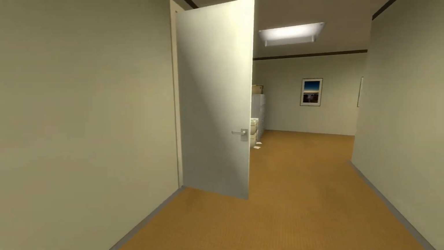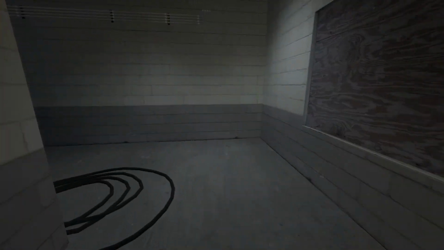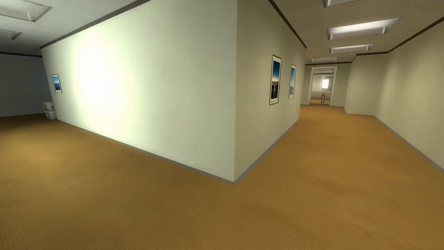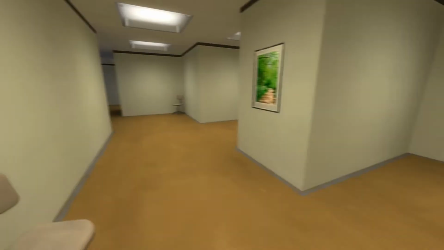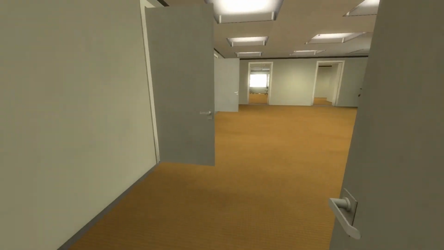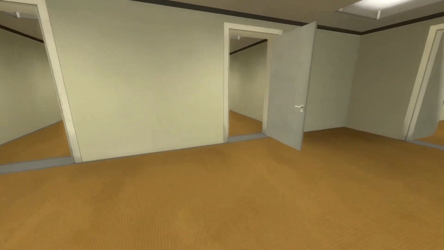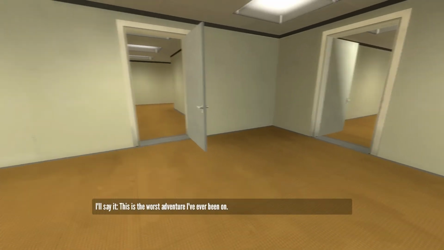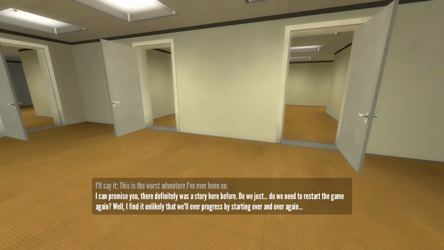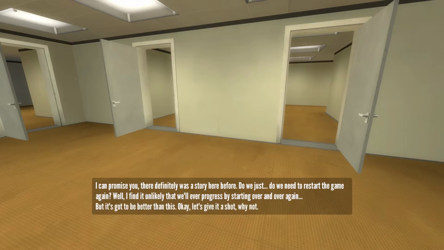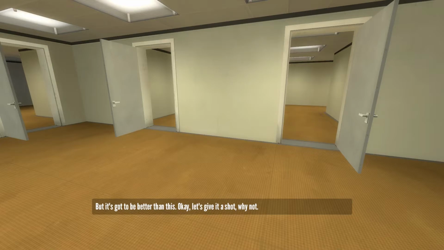I think I went the wrong way. I'll say it. This is the worst adventure I've ever been on. I can promise you there definitely was a story here before. Do we need to restart the game again? Well, I find it unlikely that we'll ever progress by starting over and over again, but it's got to be better than this. Okay, let's give it a shot. Why not?